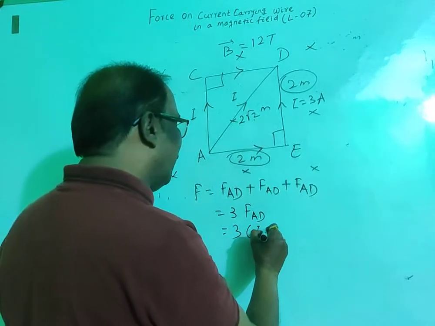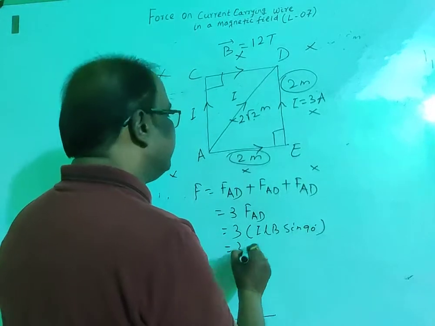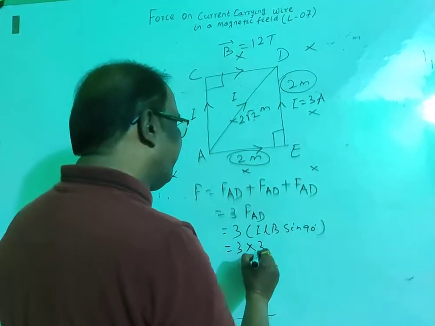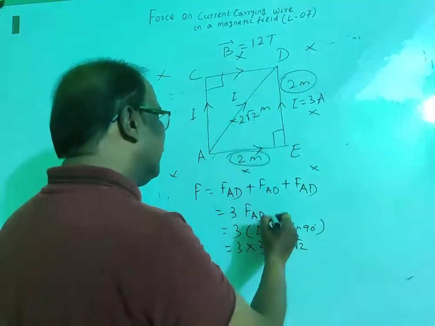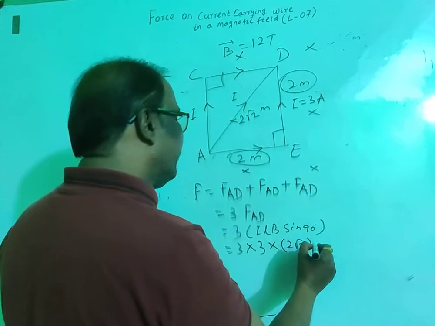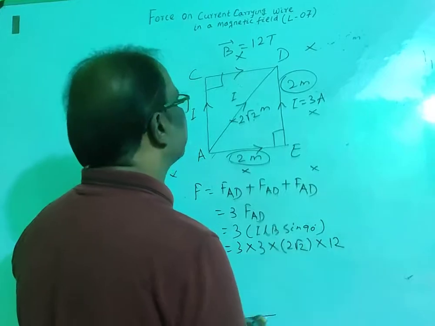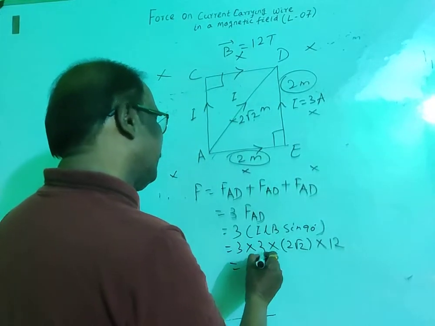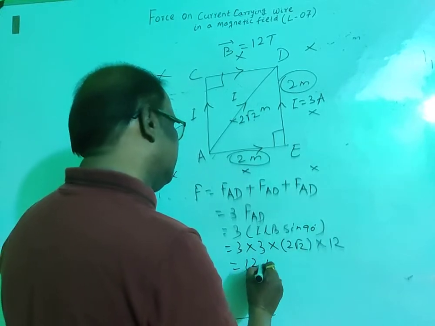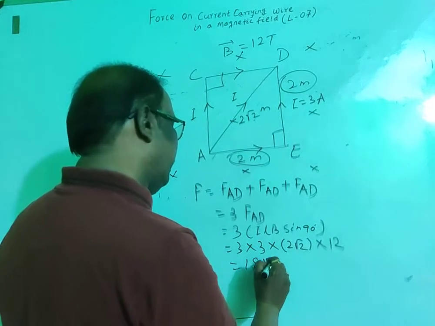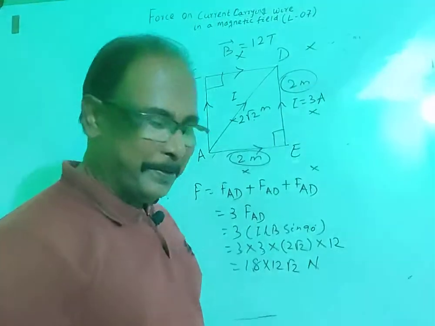Then this is equal to 3 times force. Force is equal to ILB sine 90. Current is 3 ampere, length of AD is 2√2 meter, sine 90 is 1, and the magnetic field we have taken is 12 Tesla. Calculating, 3 into 3 is 9, 9 into 12... sorry, 18 into 12√2 Newton. Now the calculation is very easy.